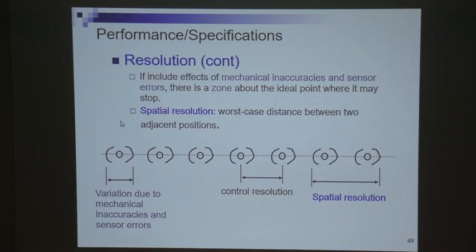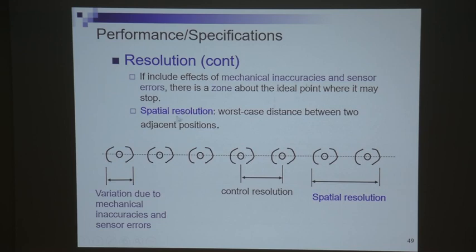But what happens? We have to consider the effect of mechanical inaccuracy and sensor error. What happens here is you end up not with a specific point, but with a zone. In all mechanical systems, even with your hand, you can't always point your pen on a single spot. The same thing applies to the robot itself. You will have a zone because of the inaccuracy.